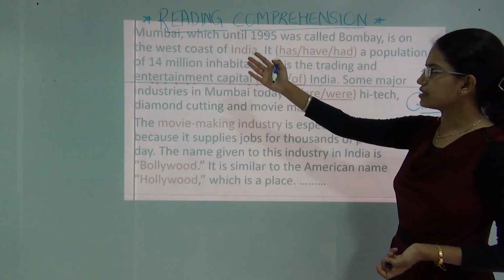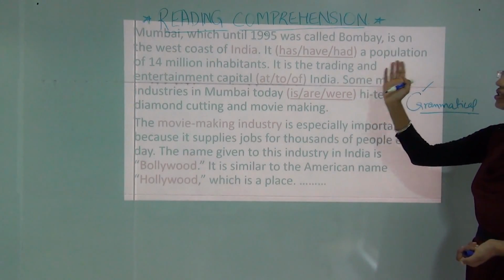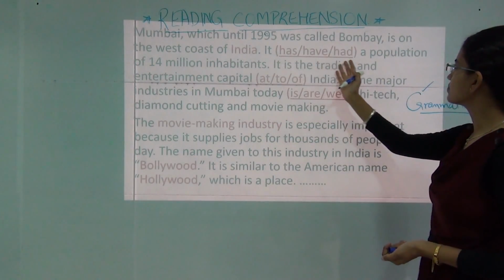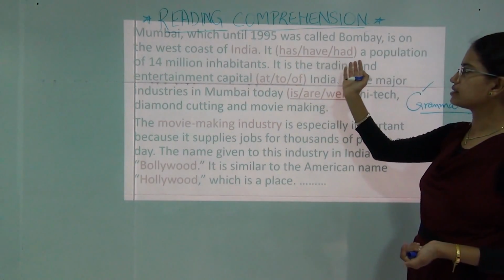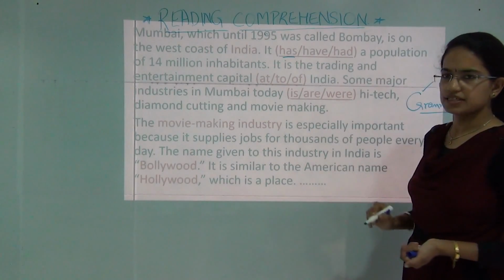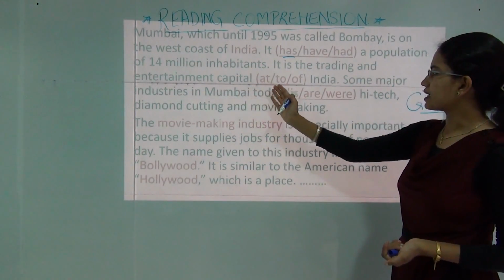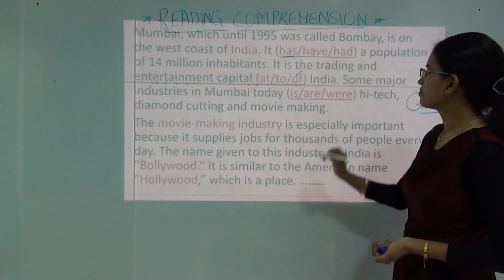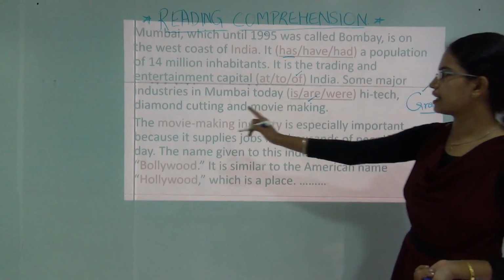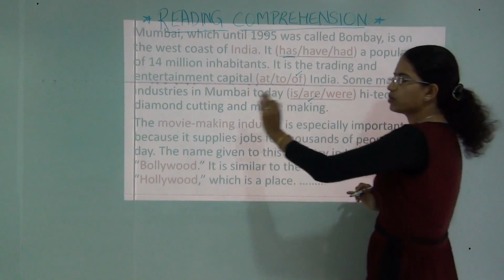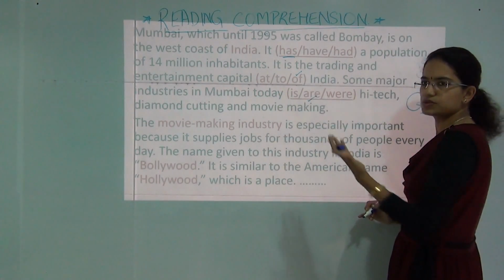So let me start reading the passage. Mumbai, which until 1995 was called Bombay, is on the west coast of India. It has a population of 14 million inhabitants. So we can say it has a population of 14 million inhabitants. It is the trading capital and the entertainment capital of India. And some major industries in Mumbai today are high-tech, diamond and movie making. Since there is more than one industry, we are using the word are. If there was just one industry, we would have used the word is.